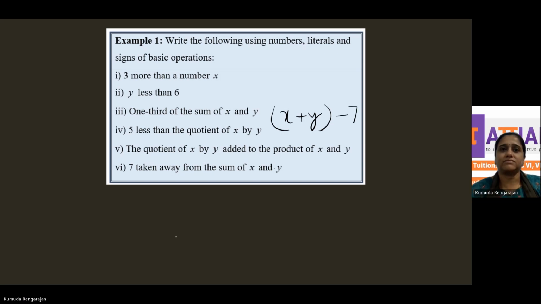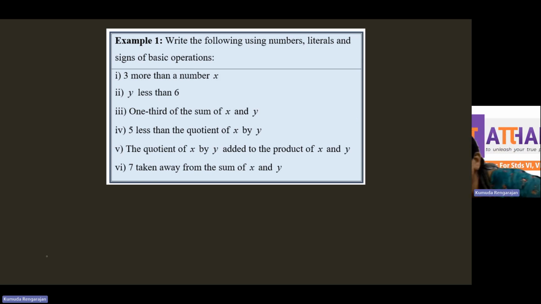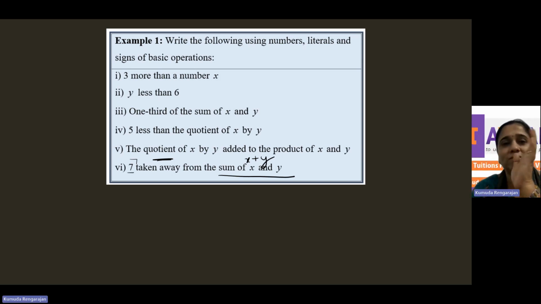minus 7. Should put this in a bracket. Why? Because it's more than one term. Whenever there is more than one term, you must enclose that in a bracket. So sum of x and y means x plus y. And this is 7. Taken away means minus. Everything we have decoded.